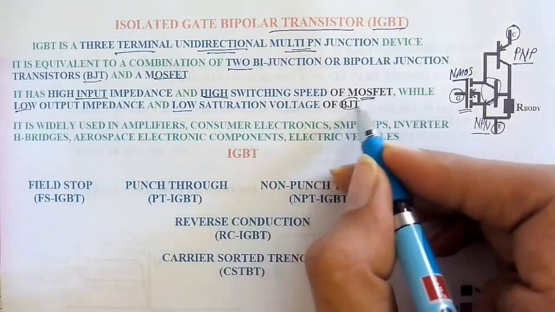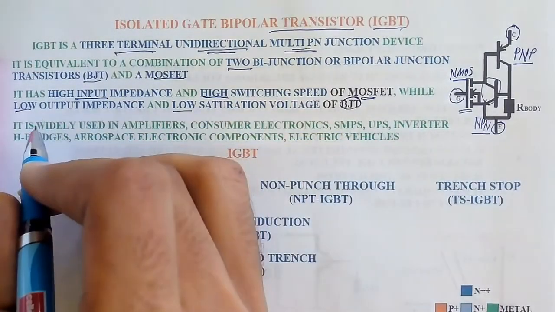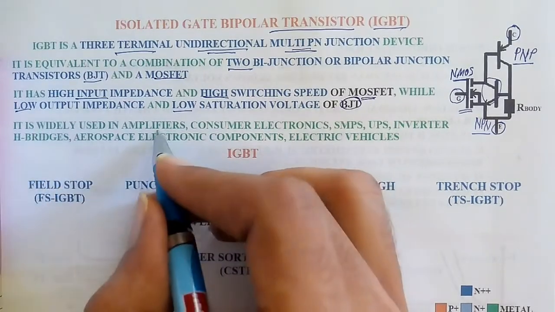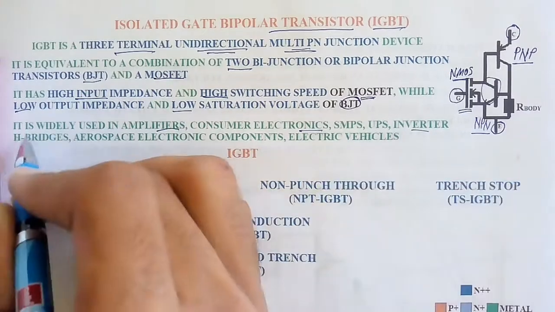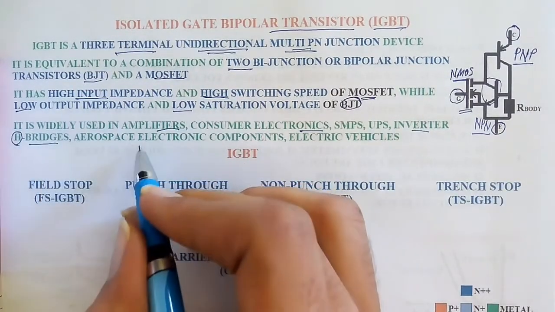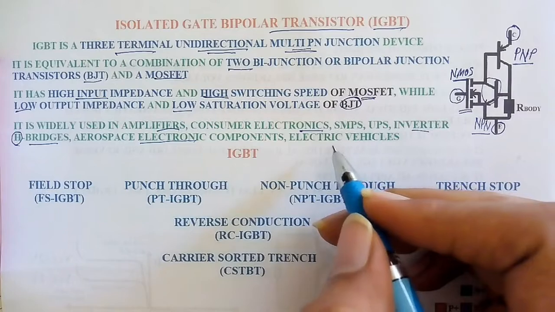Coming to basic applications, IGBT is widely used in amplifiers, consumer electronics, SMPS, UPS, inverter H-bridges, aerospace electronic components, and in electric vehicles.